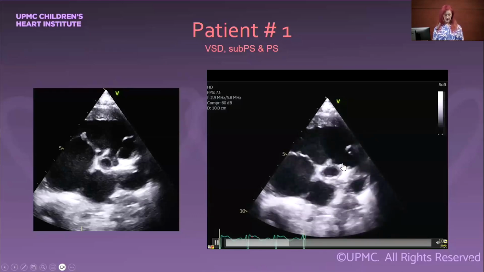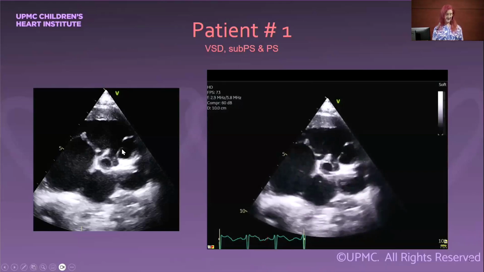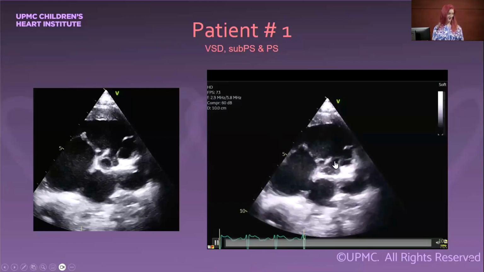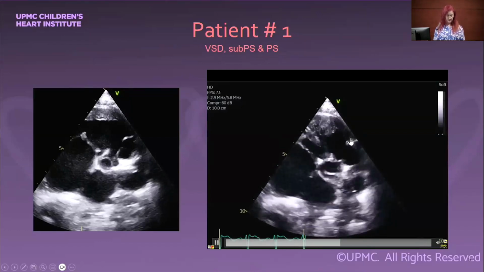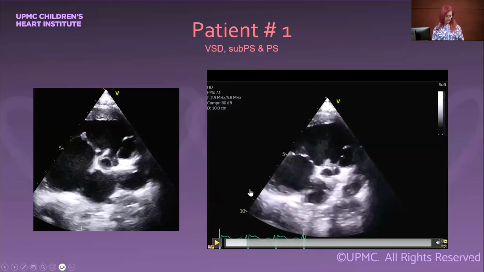It is below both of the semilunar valves, and if we look over here on the still frame, it's a beautiful example of continuity between the aortic and the pulmonary valve. So the anatomical definition, whether you use outlet, doubly committed, supracrystal, and you can see that the membranous septum is intact, and then there's this bar of tissue, which is the conal septum, which is causing some of the pulmonary outflow tract obstruction.